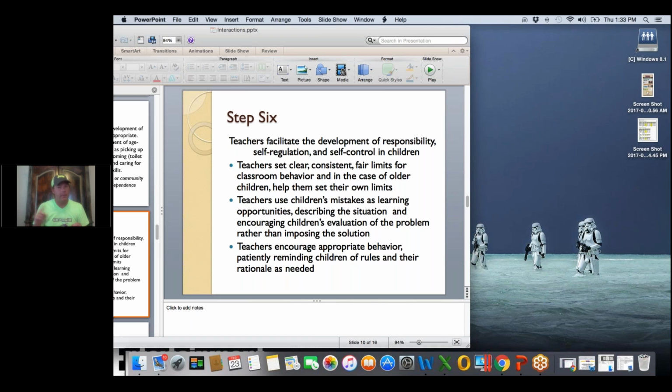And the other pitfall that we fall into when it comes to self-regulation and self-control is that a lot of times adults just expect children to know how to do this. And children are not born with self-regulation.